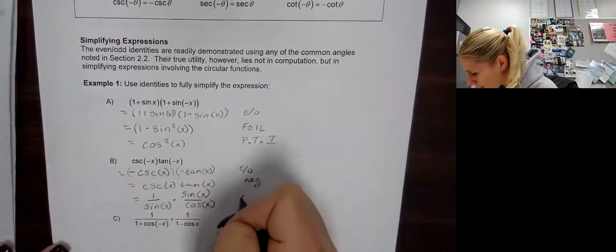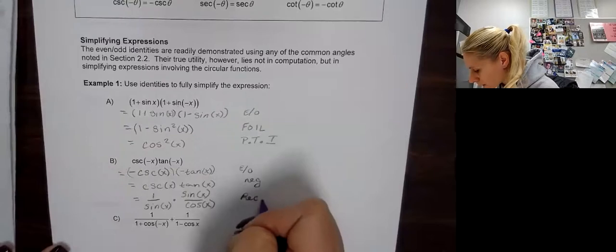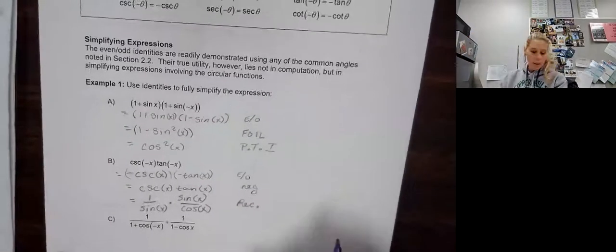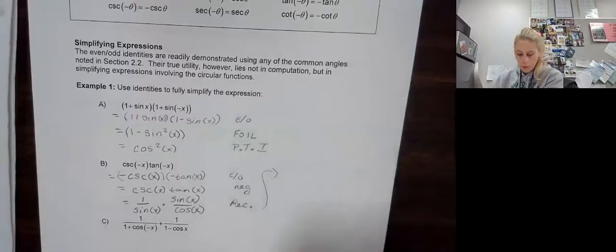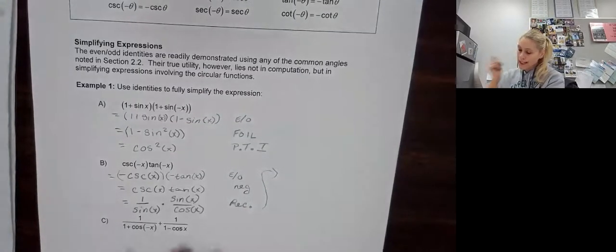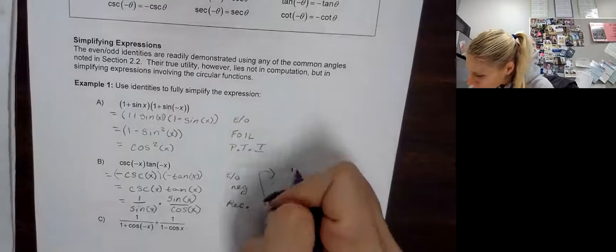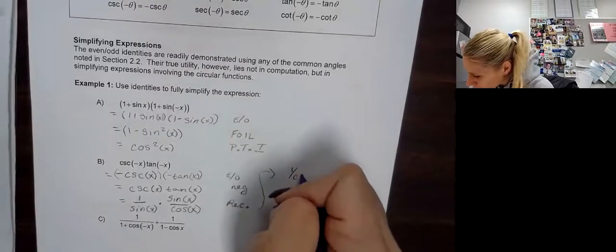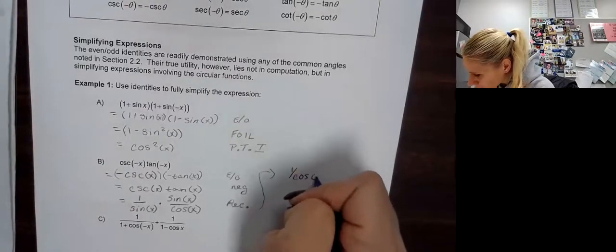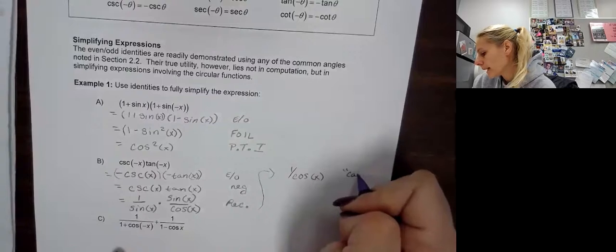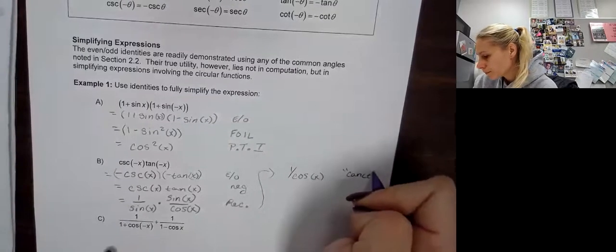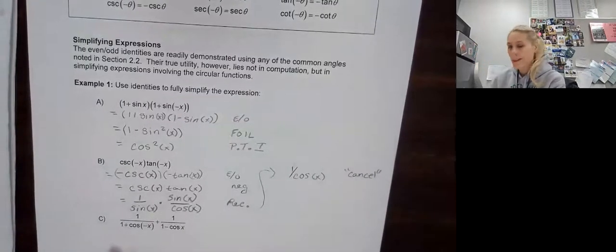So just to remind myself when I'm using reciprocals. Okay, my next step, and I'm going to go right up here, since I'm running out of room, I'm going to cancel. So I end up with 1 over cosine. So sine over sine is 1. I think of it as canceling, but really sine over sine is 1. That's why I'm putting it in parentheses or quotes.